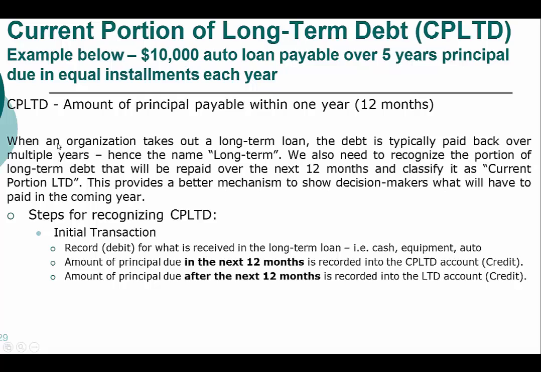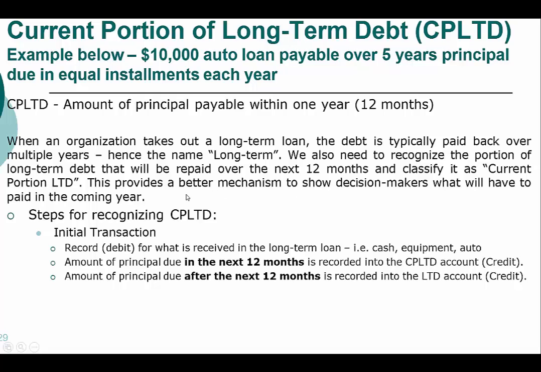When an organization takes out long-term debt, that means the principal is due over a term longer than 12 months. It could be 5 years, 10 years, 20 years, 30 years, a long time. The debt is typically paid back over multiple years, hence the name long-term. But we also need to recognize the portion that will be repaid over the next 12 months. So for this new account, current portion of long-term debt, a current liability with a normal balance of a credit, we look at the long-term debt that will be repaid over the next 12 months and reclassify it as current portion long-term debt.